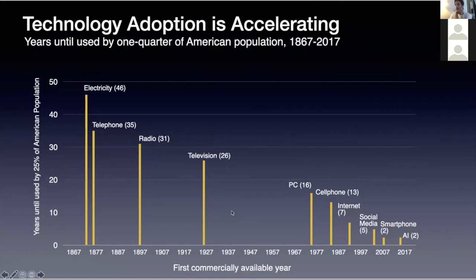Basically, this graph shows years until a certain technology is used by about 25% of the population. You can see on the left, around 1967-ish, electricity. And it took about 46 years for a quarter of the population to use this technology. Then you see telephones, 35 years, and so forth, and it keeps going lower and lower. And then on this other end, you can see smartphones and AI. It only took 2 years for about 25% of the US population to adopt. So basically just setting things off, this technology is growing and it's pretty rapid.